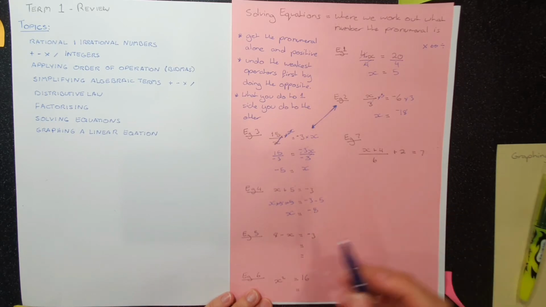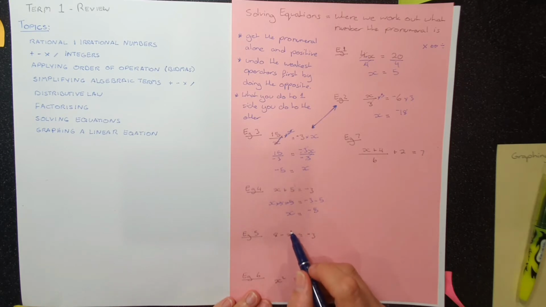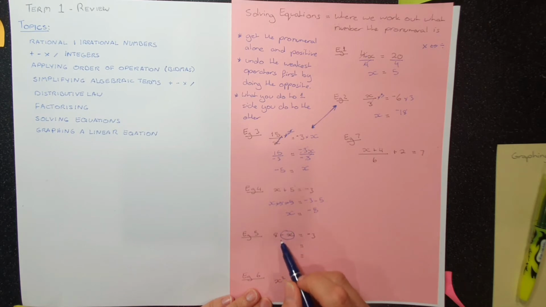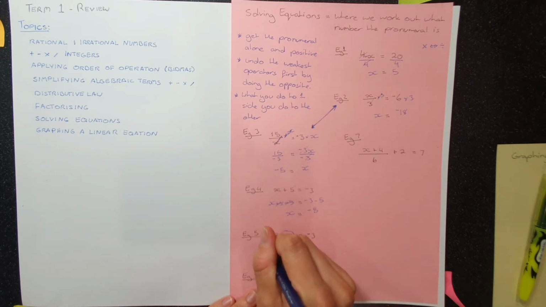The next one that we have is 8 take away x. So in this one, we've got something a little bit different. X is actually a negative in this one. So we kind of want to move it so we make it positive. So in between here, we've got 8 take away x. How do I undo a take away x? Nice and simple, I'm going to add x.